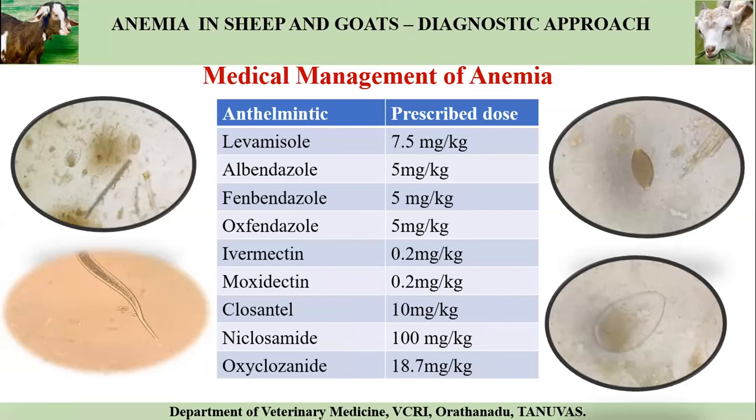You can give it at the dose rate of 0.2 mg per kg body weight. And levamisole is a potent immunomodulator also, so you can give 7.5 mg per kg body weight.